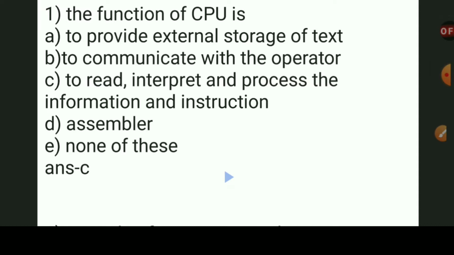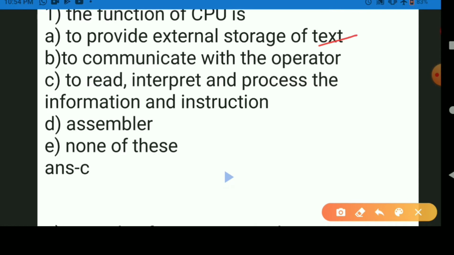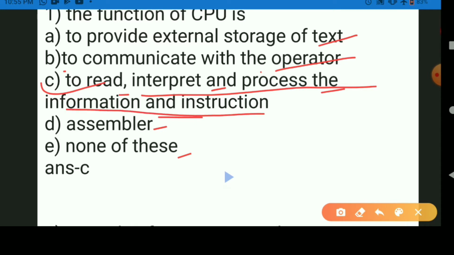The function of CPU is to provide external storage of text, to communicate with the operator, to read, interpret and process the information and instruction, assembler, none of these. The function of CPU is to read, interpret and process the information and instruction.